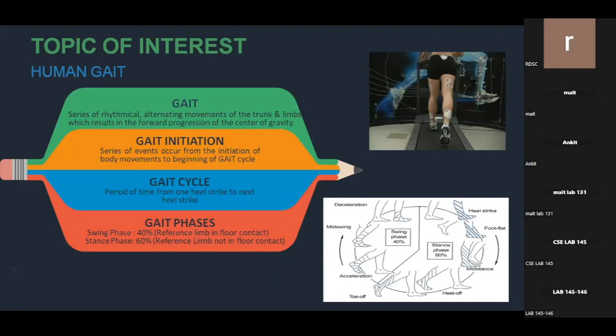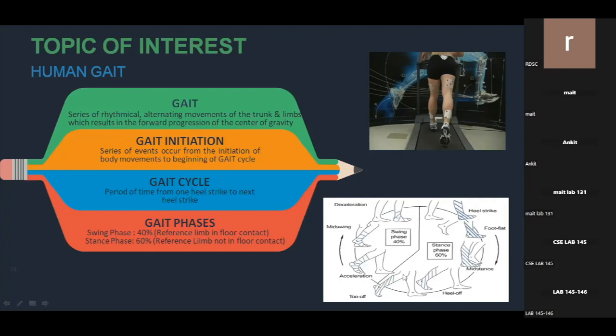Okay, so this study is actually being used in physiotherapy. So just check it out. A series of rhythmic, alternate movements of the trunk and limbs, which is actually used in forward propagation of gravity. So we will look at gait initiation, that means a gait cycle.